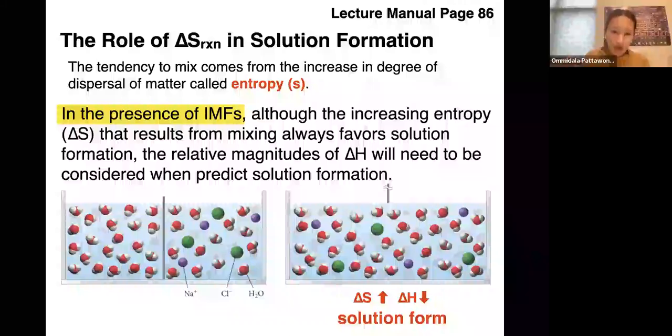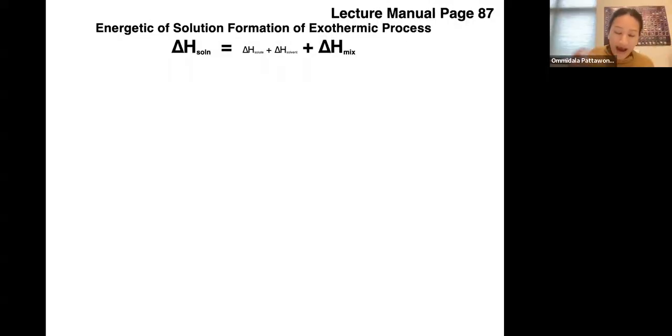Now we know that with or without the presence of IMF, when you mix something, the entropy change will always increase. However, in the presence of IMF, we will need to consider the relative magnitude of delta H, and that's what we're going to take a look at next. So let's take a look at the relative delta H of this process. As we saw in the previous slide, in order to find out the overall delta H of the solution, you will need to consider the delta H of the solute, the solvent, and also when they mix together. We already saw that previously.